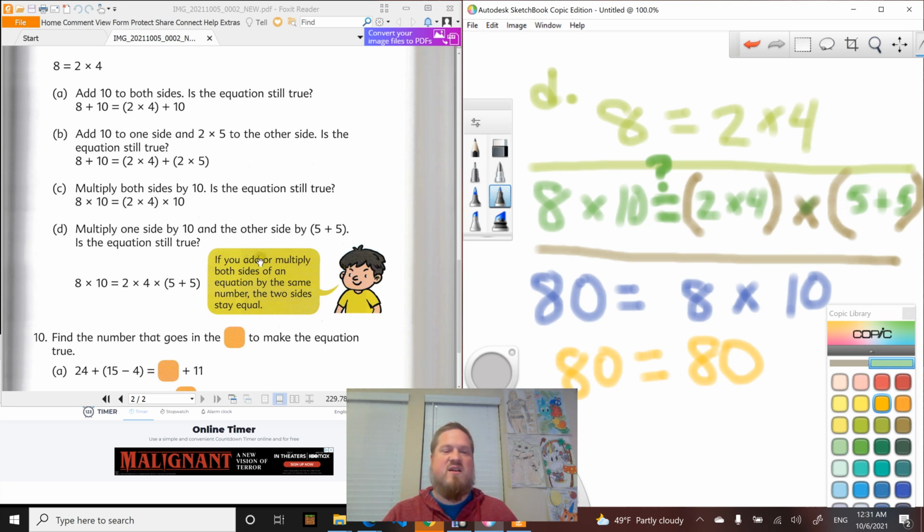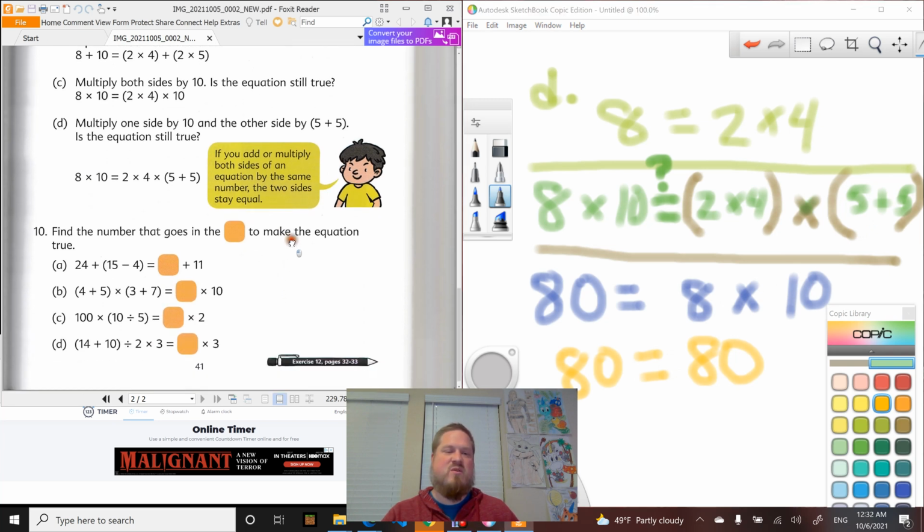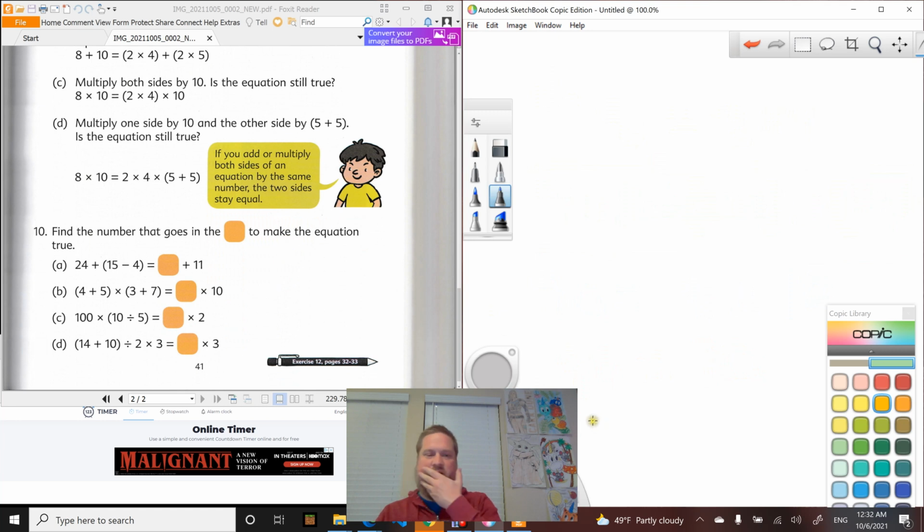This little guy says if you add or multiply both sides of an equation by the same number, the two sides stay equal. All right. Hope it's starting to make sense. All right. And here we go. Find the number that goes in the orange square to make the equation true.